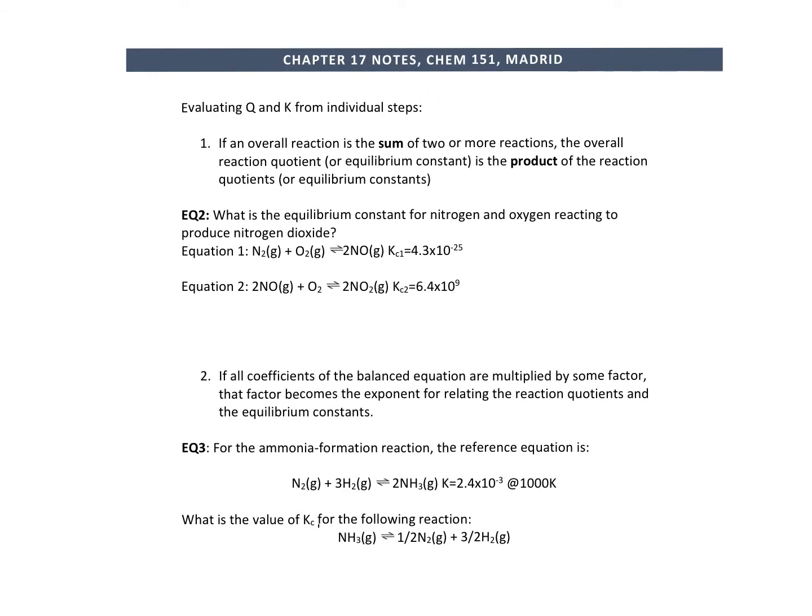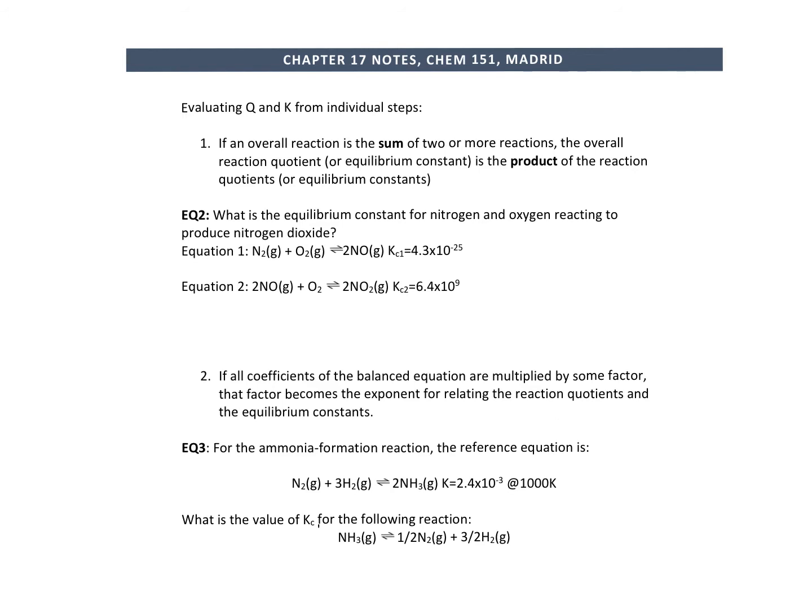Okay, first, if an overall reaction is the sum, meaning if you're adding two or more reactions together, the overall reaction quotient, or K, is the product of the reaction quotients or equilibrium constants. Okay, that's going to make a lot more sense when we look at example question 2.